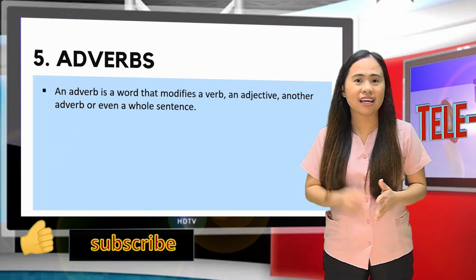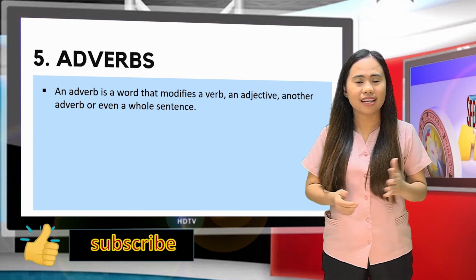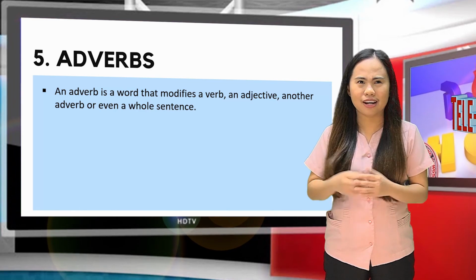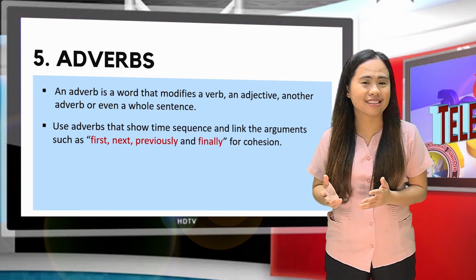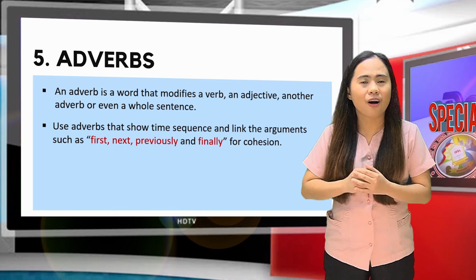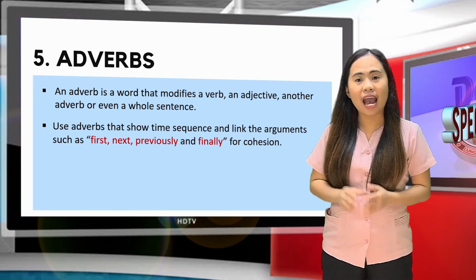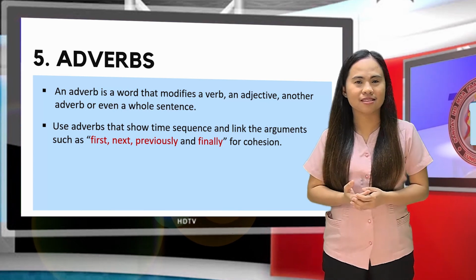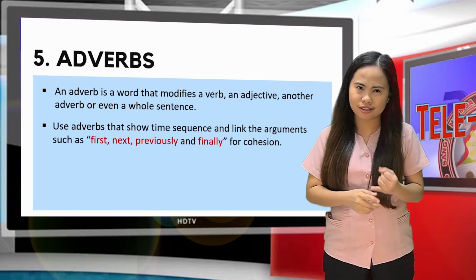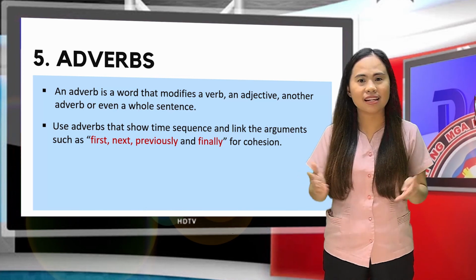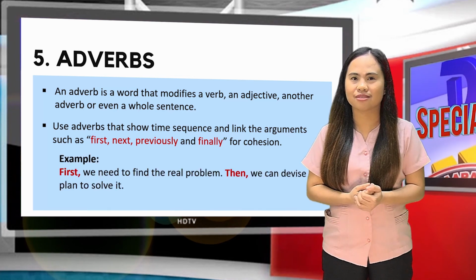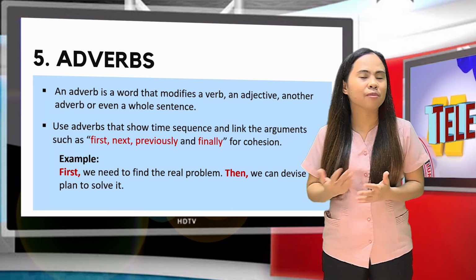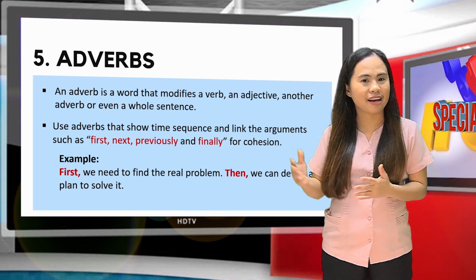Number five is the use of adverbs. An adverb is a word that modifies a verb, an adjective, another adverb, or even a whole sentence. In exposition and argumentative essays, use adverbs that show time, sequence, and link the arguments. For instance, you may use first, next, previously, and finally for sequence and for cohesion. For example, let's use that in a sentence. First, we need to find the real problem. Then, we can devise a plan to solve it.